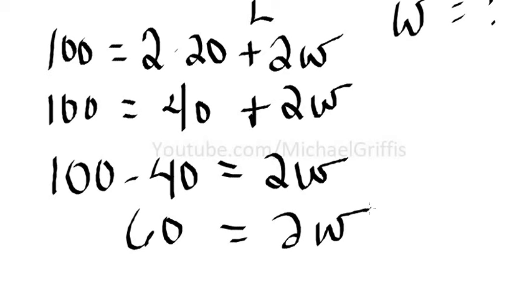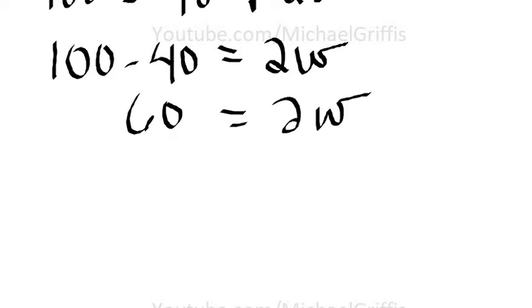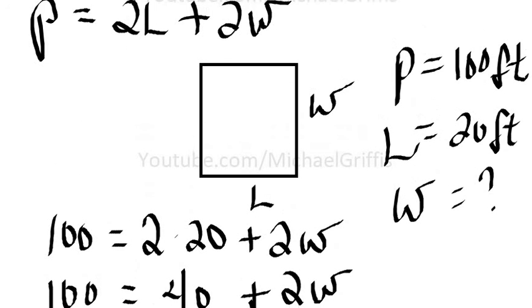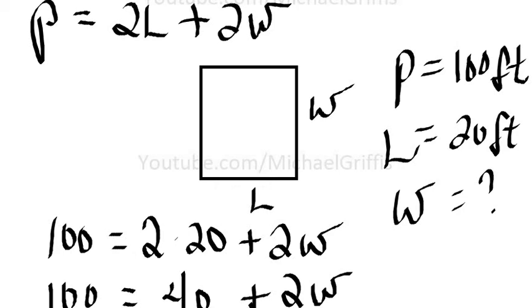So we're going to multiply both sides of this equation by a half. What is that going to do? Well, that's going to cancel that guy out because 2 times a half is 1. So we're left with W, and a half of 60 is 30. So the width is equal to 30. So this is 30 here, and we said that this was 20.